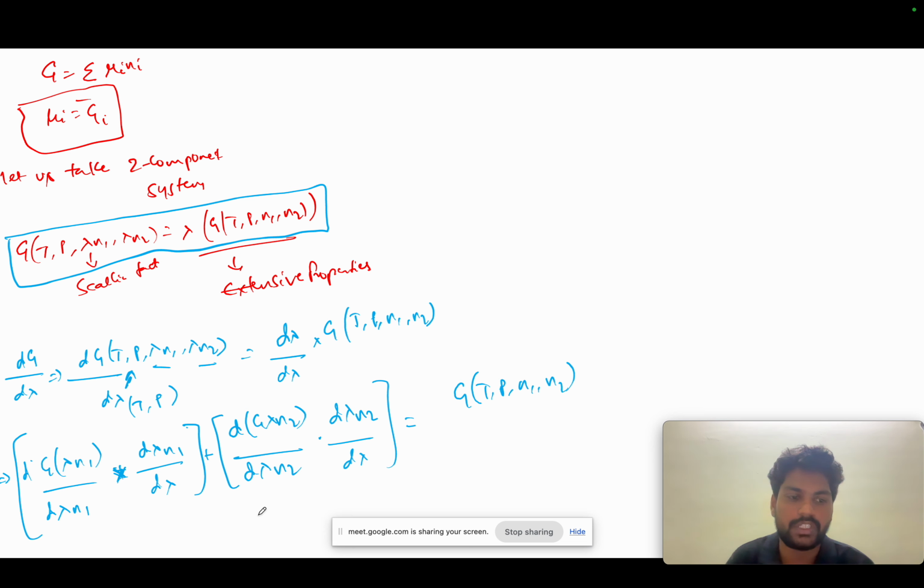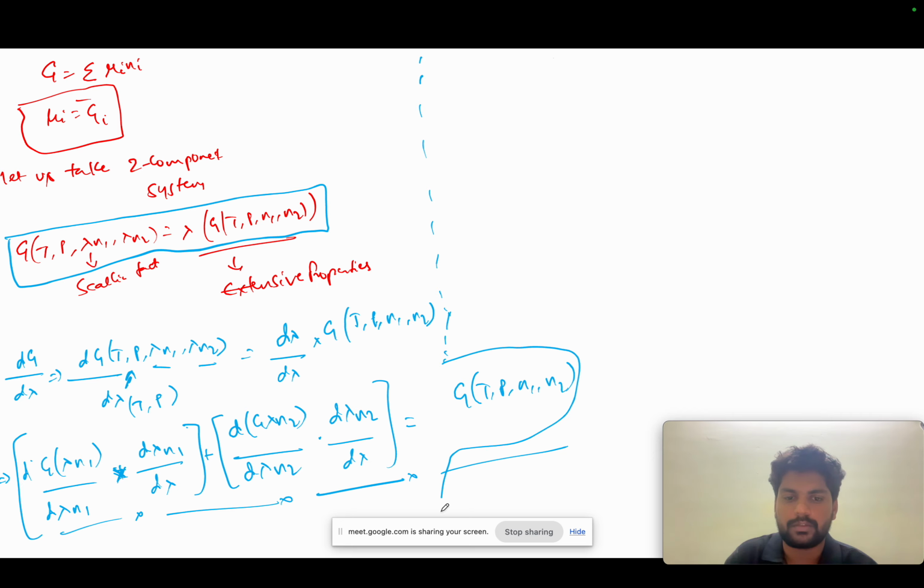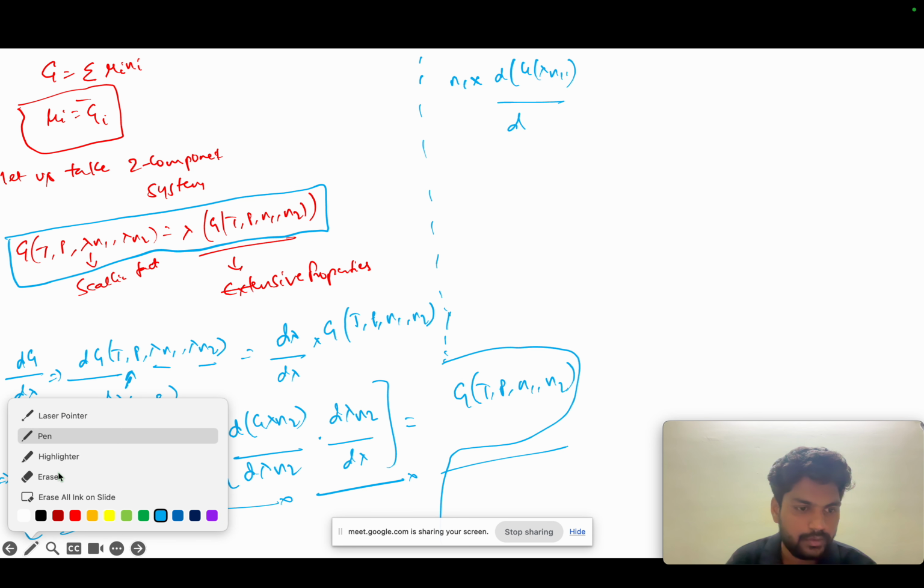So have you understood this equation, how this equation came? Hello, if you can understand this equation, I am audible, right? Hello. Yes, sir. Okay, fine. So now we have this equation. Now the d lambda 1. Here n1 is constant. Explain this statement, this one. Yes. Okay, fine.